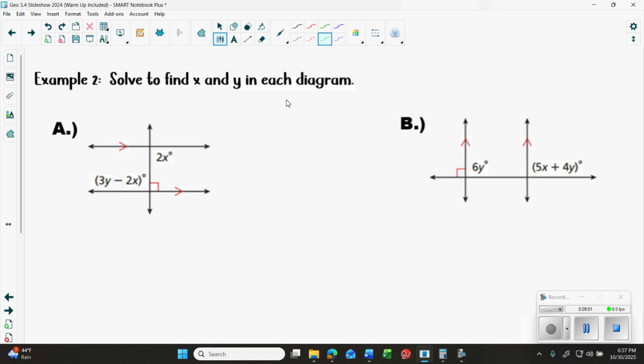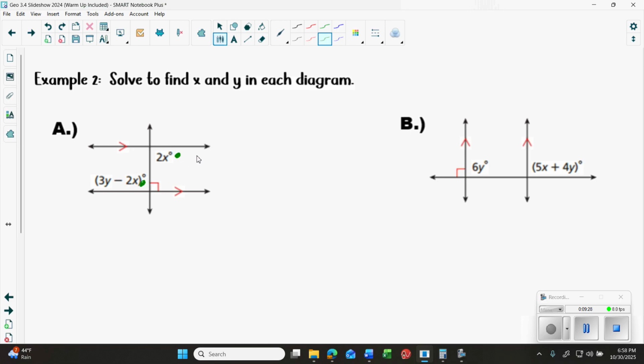All right, so what we're going to do is use some of these new theorems, use some of the old theorems we've learned, and then we're just going to have at it here, all right? So, starting off here, I have two parallel lines cut by a transversal. This angle right here is 3y minus 2x. This angle right here is 2x.